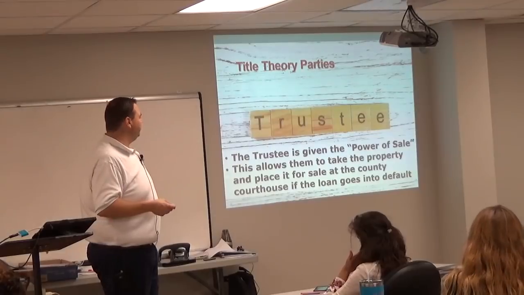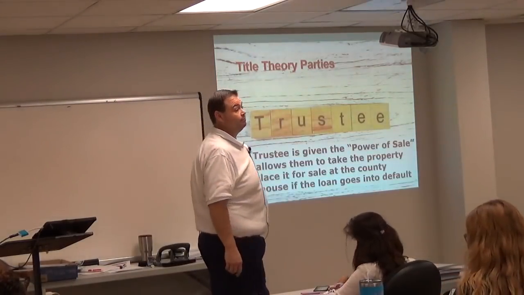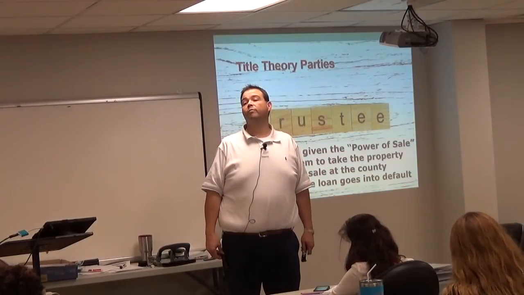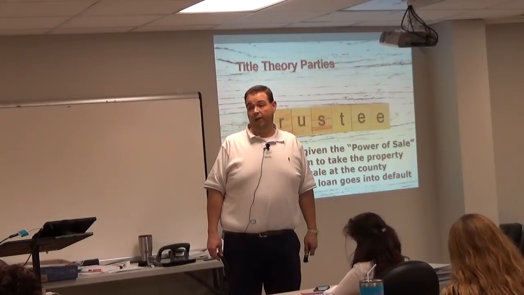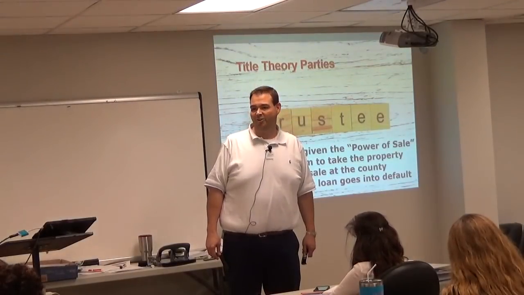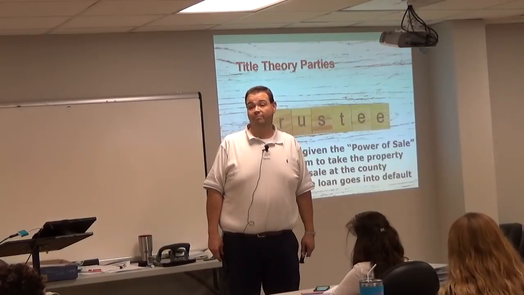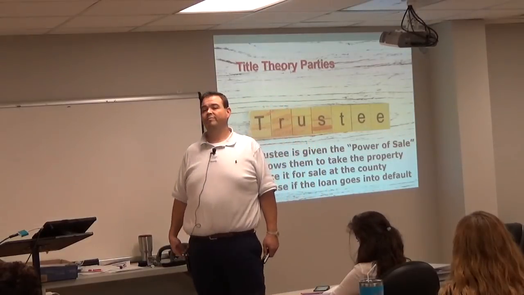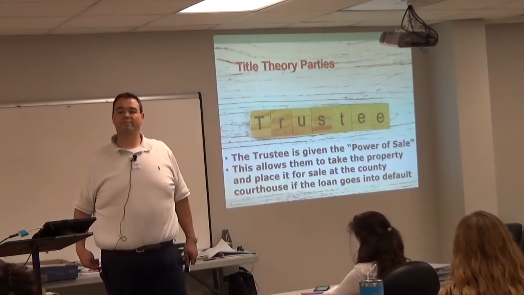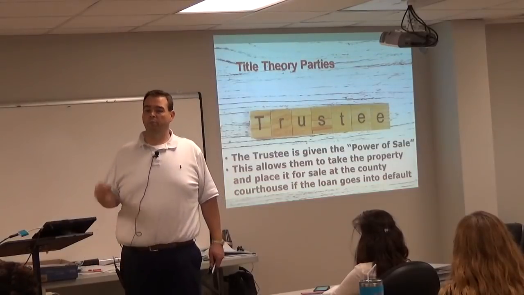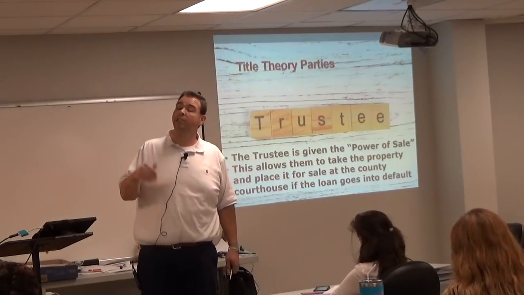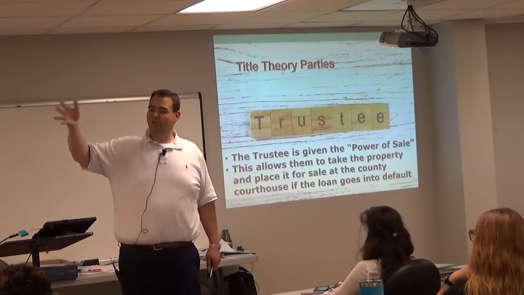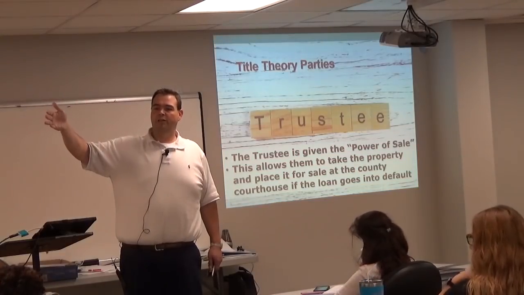You know, this trustee, you've got to place a lot of trust in them, right? I mean, think about it. They have the power to do what? Well, the trustee is basically the middleman. They are the decision maker. If the borrower defaults, then it's the trustee who has the authority to foreclose on the property. It's not the lender who has the right to foreclose, it's the trustee.